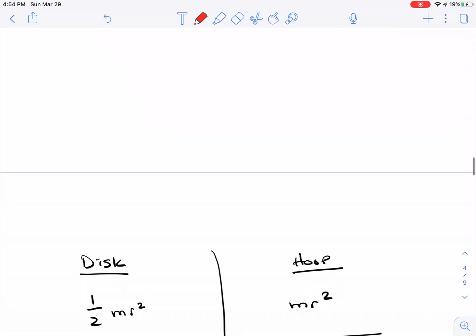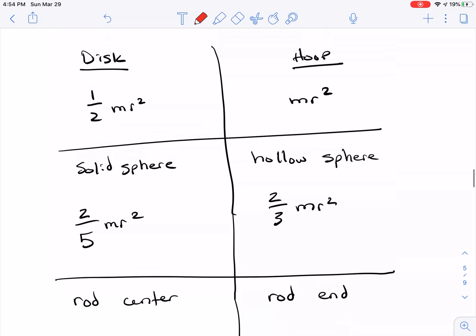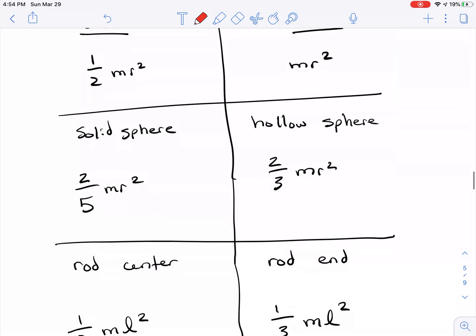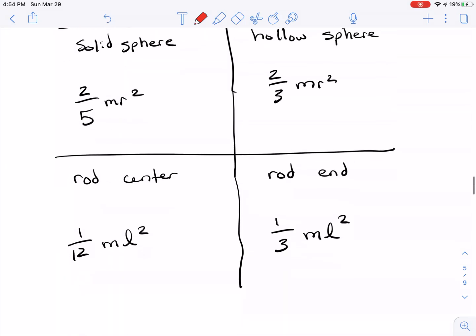The next concept we're going to look at, here's just as you're going through, you can look at this. I put them in a table so it's a little easier to see. So you have disk, 1/2 mr squared, hoop, mr squared, solid sphere, 2/5 mr squared, hollow sphere, 2/3 mr squared, a rod about its center, 1/12 ml squared, and a rod about its end, 1/3 ml squared.